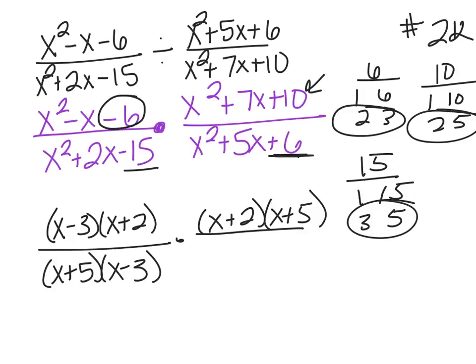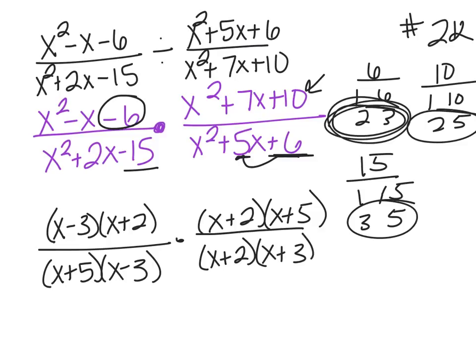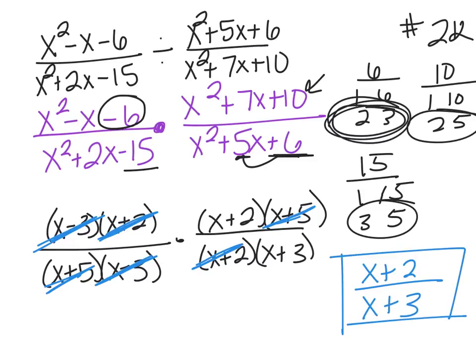Multiples of 6, that add to give me 5, which would be x plus 2 and x plus 3. And I got it from here. All right. Now, I can cancel anything on the top with anything on the bottom. So I have an x plus 2 and an x plus 2, an x plus 5 and an x plus 5, x minus 3, x minus 3. The only thing left on the top is an x plus 2. The only thing left on the bottom is an x plus 3. And that's my final answer.